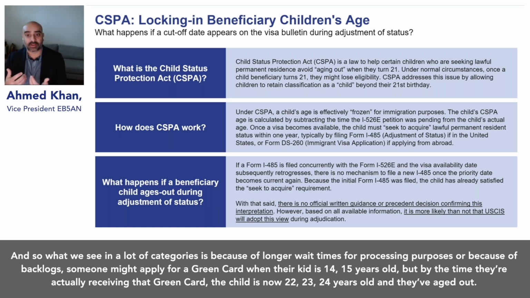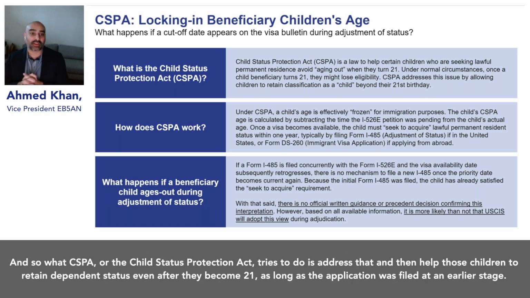Okay. And so what we see in a lot of categories is because of longer wait times for processing purposes or because of backlogs, someone might apply for a green card when their kid is 14, 15 years old. But by the time they're actually receiving that green card, the child is now 22, 23, 24 years old, and they've aged out. And so what CSPA, or the Child Status Protection Act, tries to do is address that and help those children to retain dependent status even after they become 21, as long as the application was filed at an earlier stage.